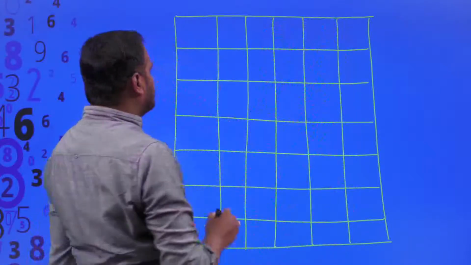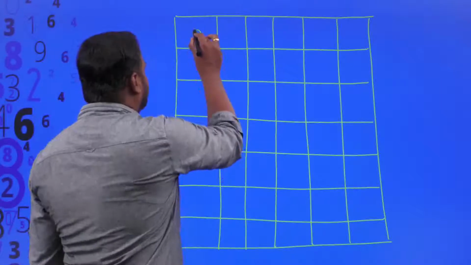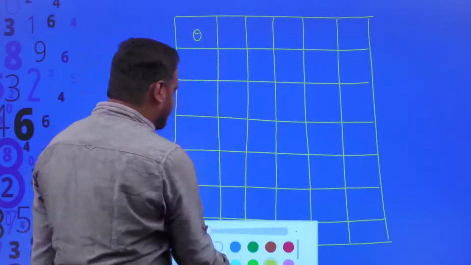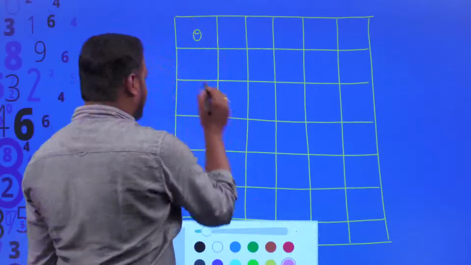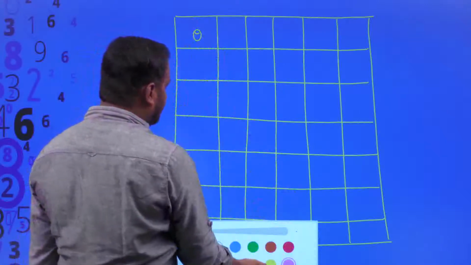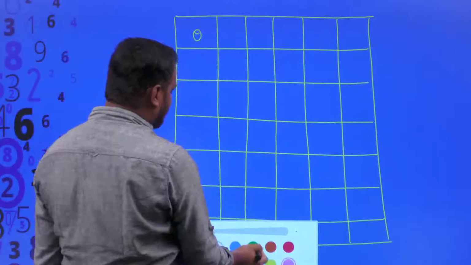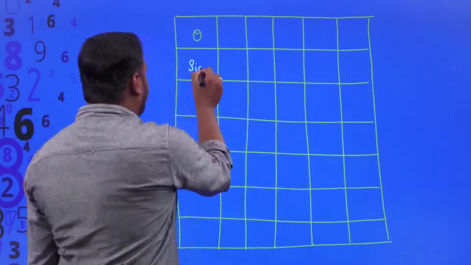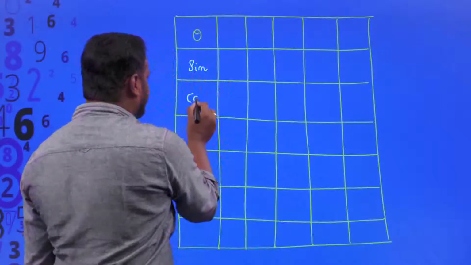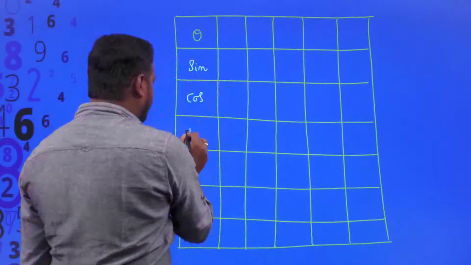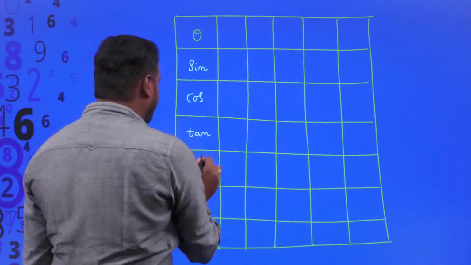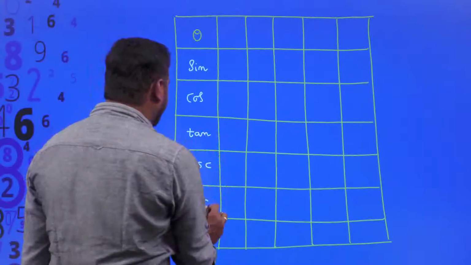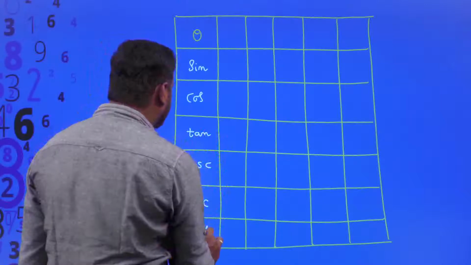I will write angles here and I will write trigonometric ratios. So what are the 6 trigonometric ratios? First trigonometric ratio is going to be sine, and the second is going to be cos, and the third is going to be tan, next cosecant, next secant, next cot.